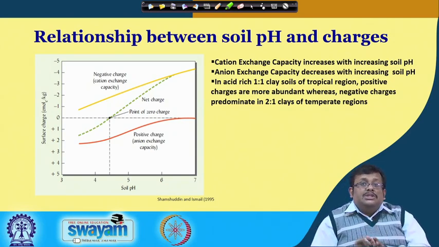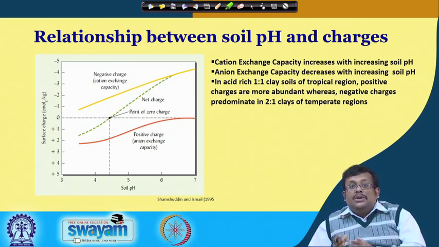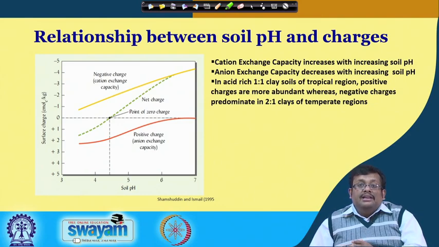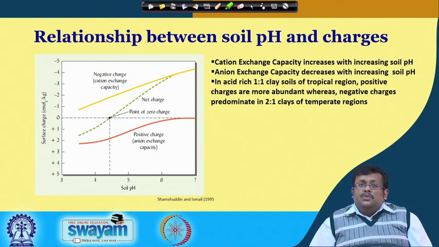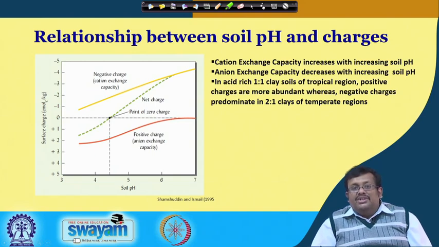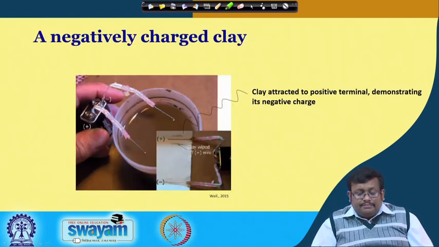Now, in acid-rich 1:1 type clay soils in the tropical regions, positive charges are more abundant, whereas negative charges predominate in 2:1 type clays in the temperate region. It is quite obvious, because the 1:1 type of clay is kaolinite, and kaolinite can only generate this pH dependent charge, not the permanent charge due to isomorphous substitution.